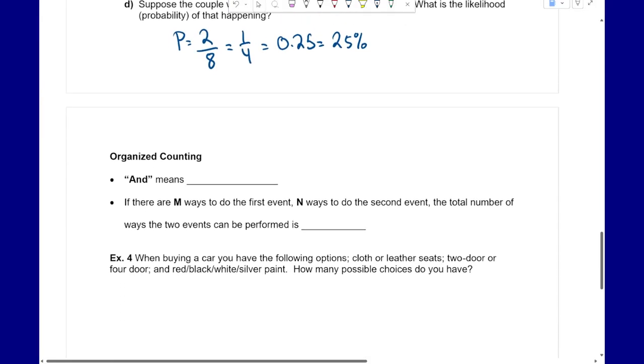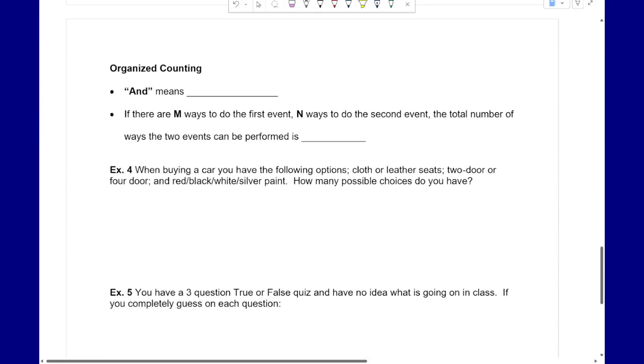Now, the next thing we're going to be looking at is organized counting. Organized counting is a fast way to figure out the number of possible outcomes without having to do a tree diagram, right? Some of you may not have liked drawing the tree diagrams that we did earlier. It can get crowded, it can get messy, and I understand that. So if the situation only asks for how many possible outcomes there are, and they don't care about what the actual outcomes are, like we don't care if it's true, true, true, or true, false, true, whatever the case may be, we just want to know how many options there are. We can use organized counting.